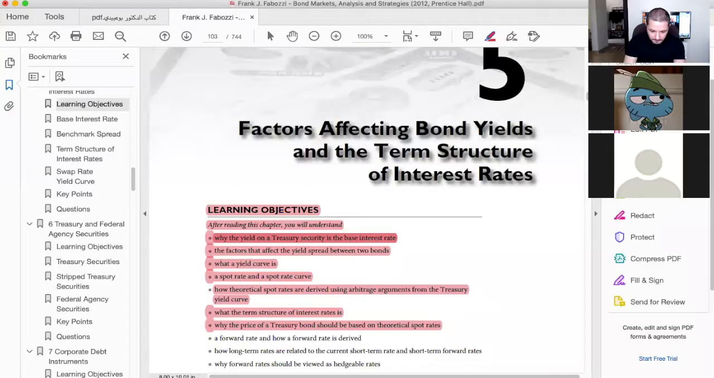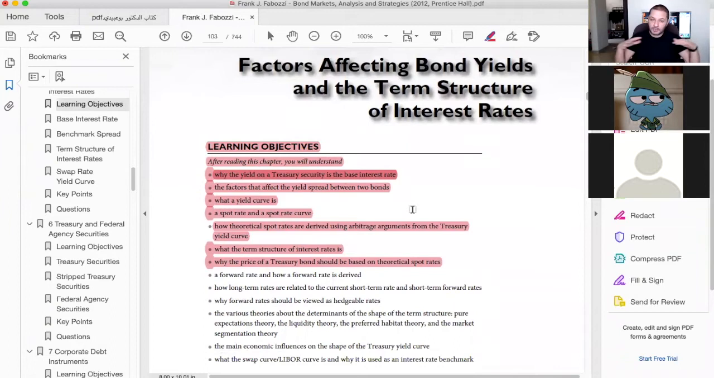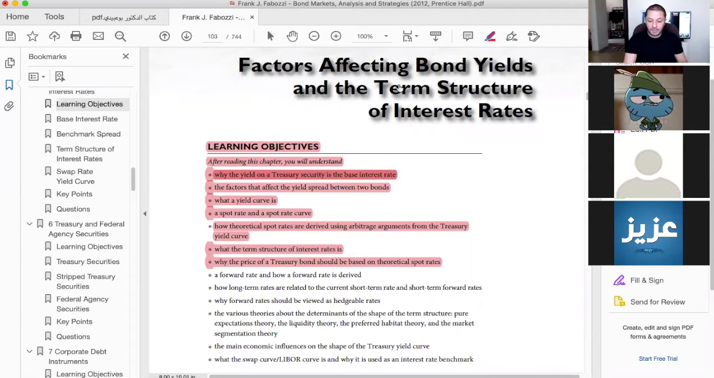So these are the learning objectives of our fifth chapter. Obviously we will not cover all the topics in this chapter. We'll just cover, as you can see, the ones highlighted. After reading the chapter, you will understand why the yield on a treasury security is the base interest rate. We'll see later what we mean by base interest rate. Understand also the factors that affect the yield spread between two bonds. What a yield curve is. A spot rate and spot rate curve, how theoretical spot rates are derived using arbitrage arguments from the treasury yield curve, and what the term structure of interest rates is, and why the price of a treasury bond should be based on theoretical spot rates. So there is a lot of things that we have to learn during this chapter, and all of these concepts are very useful for any practitioner in the bond market.